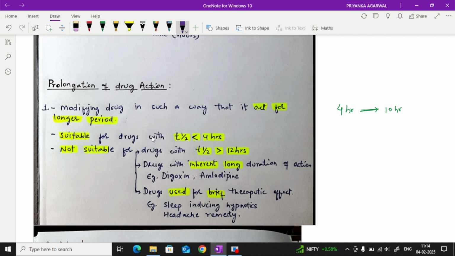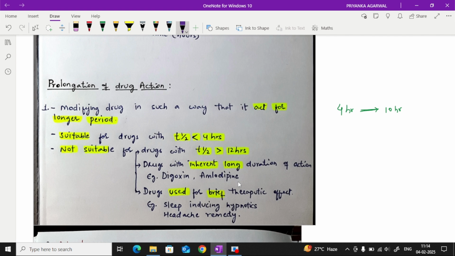It is suitable for drugs with T half less than 4 hours. It is not suitable for drugs which are already longer acting, right? So drugs with T half already more than 12 hours, or drugs with inherent long duration of action, for example, digoxin and amlodipine. Digoxin is the drug acting on the CVS, amlodipine is the antihypertensive drug, basically a calcium channel blocker.